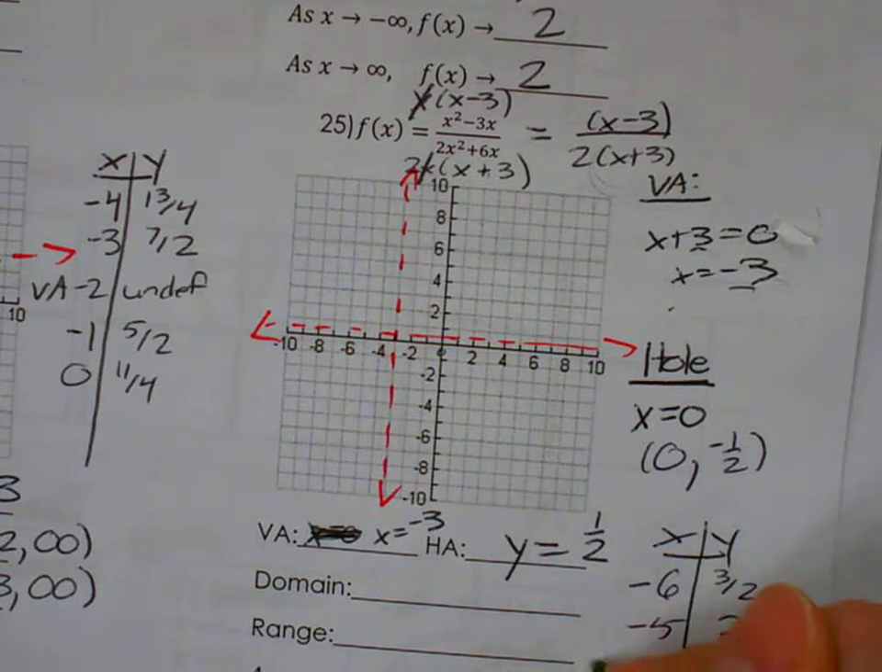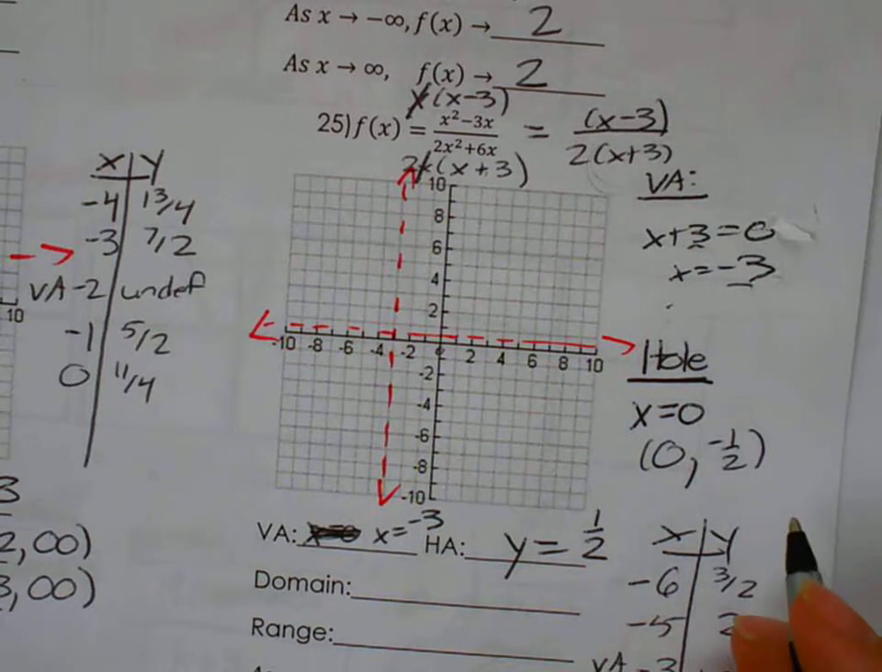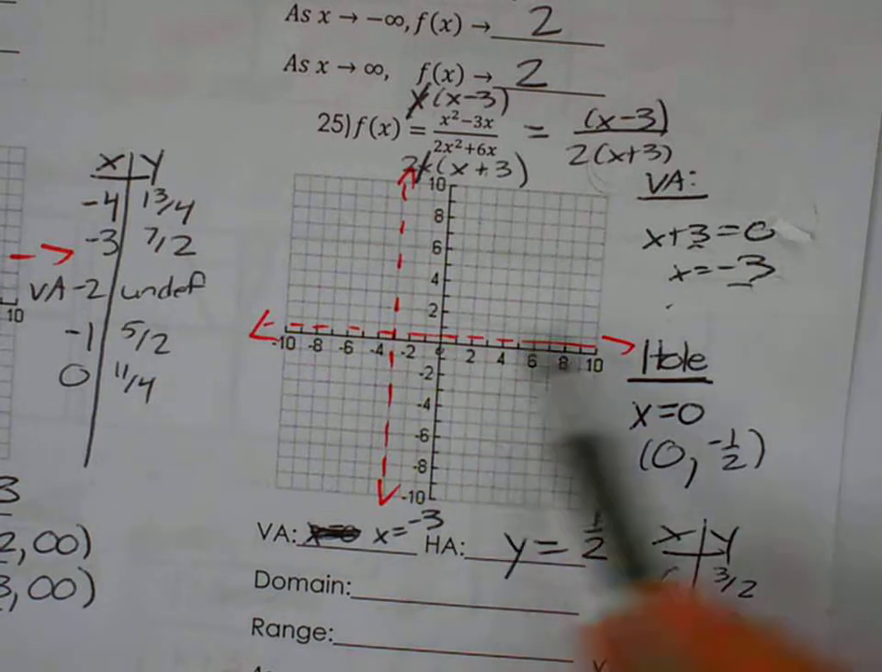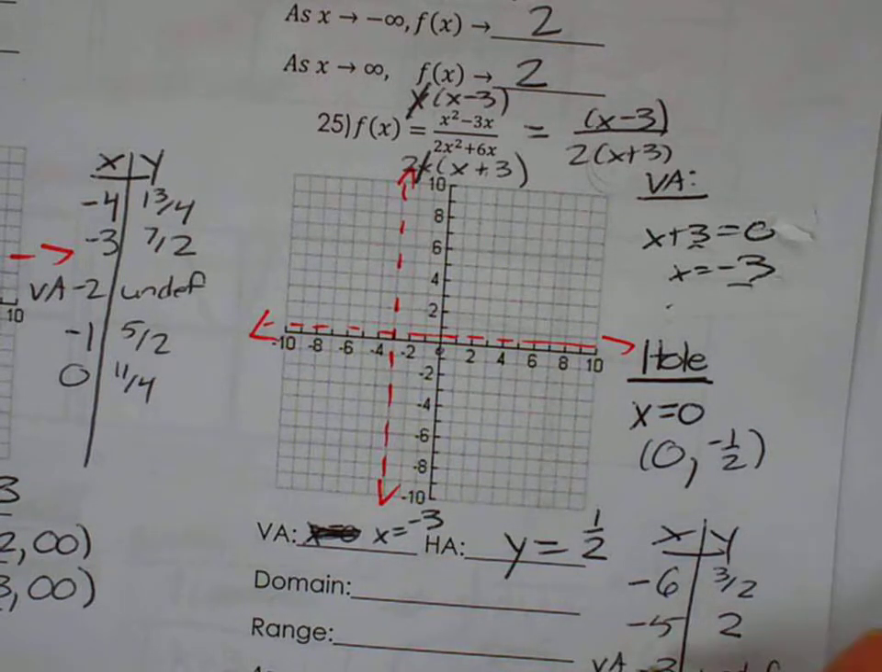This is my vertical asymptote. And again, I have a hole here. So I'm going to put that in 2. I've already graphed it, but there's a hole right there. But I need 2 more points. So negative 2, negative 5/2, negative 1, negative 1.